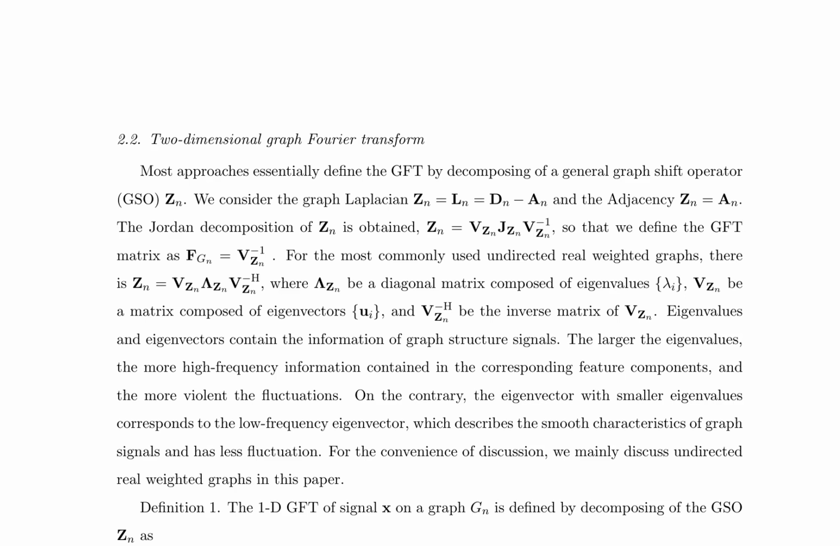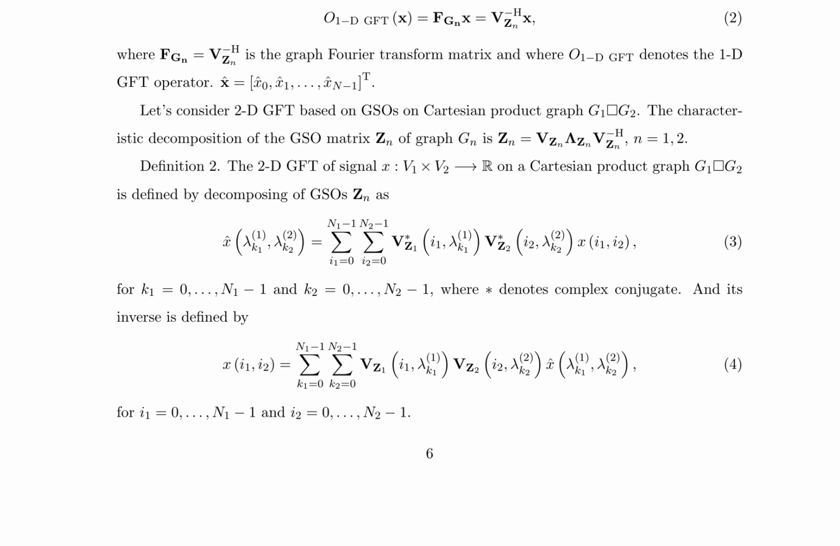The 1D GFT of a signal x on a graph Gn is defined as O_1D-GFT(x) equals F_Gn x equals V_Z^-H x, where F_Gn is the graph Fourier transform matrix and O_1D-GFT denotes the 1D GFT operator. This decomposition represents the signal x as a vector x equals [x0, x1, ..., x_(n-1)]^T, comprising its frequency components.